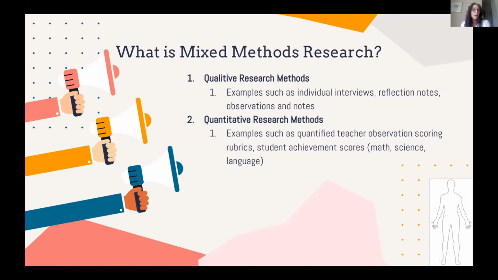And so with mixed methods research, we have the best of both worlds. We can do what makes the most sense for us to understand a phenomenon. So here I put on this first slide that qualitative methods, some examples that you may already be using, are things like conducting an interview.